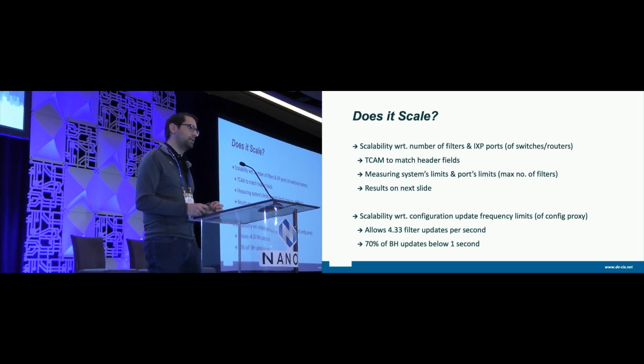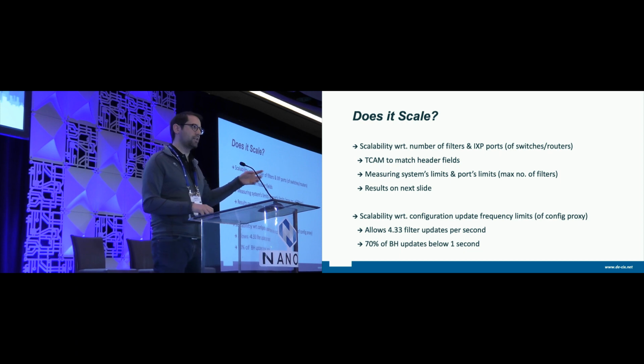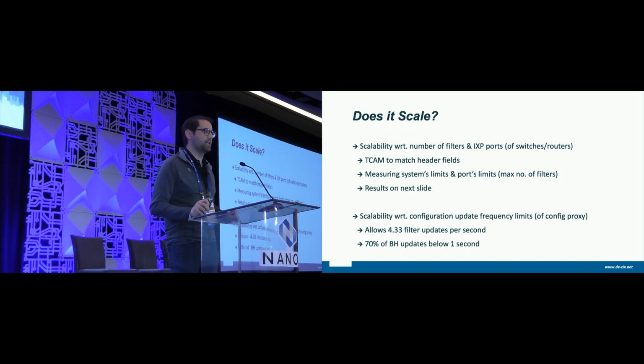The other thing is a black box test, where we throw the filtering rules in on one side and measure how long it takes to apply them in the data plane, meaning when the traffic is discarded. As the prototype or system design stands, we allow 4.3 filter updates per second on average, and 70% of the blackholing updates are applied in below 1 second.